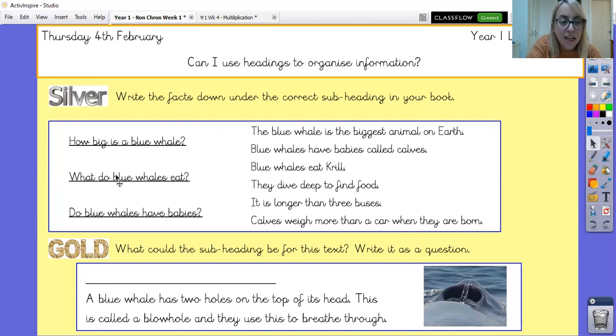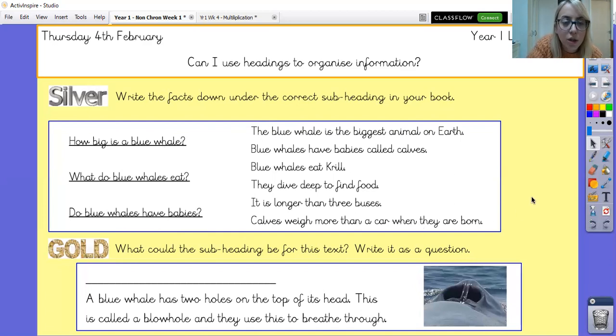So you need to find the facts. Okay, and there's 2 for each subheading that are about the size and how big a blue whale is. You then need to find the 2 facts that are about what a blue whale eats. And then you need to find the 2 facts that are about the babies that blue whales can have and perhaps what they're called. Okay, so what you need to do in your book is write the subheading and then write the correct facts under each subheading. Okay, so that's silver challenge.